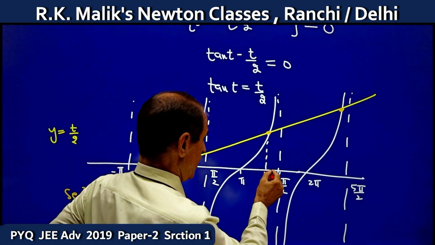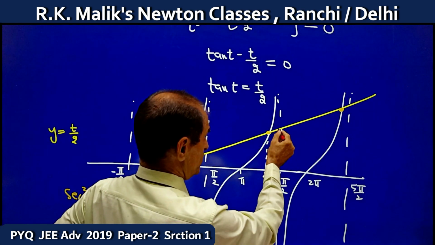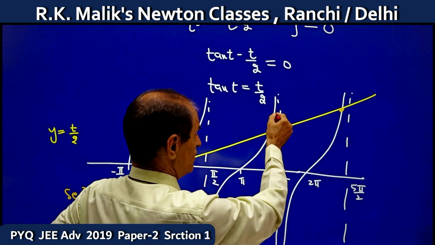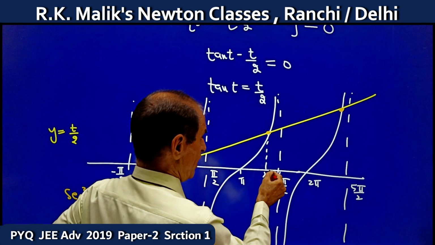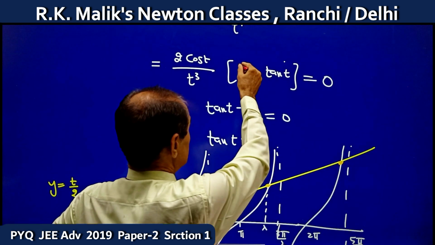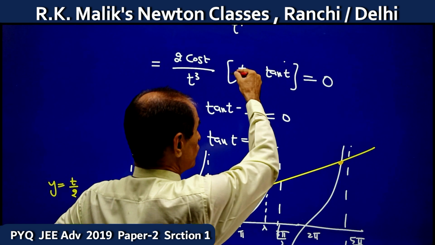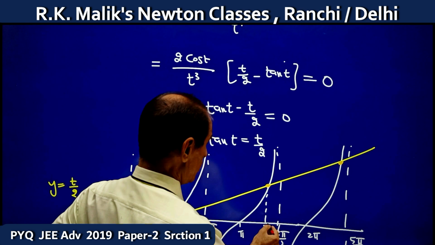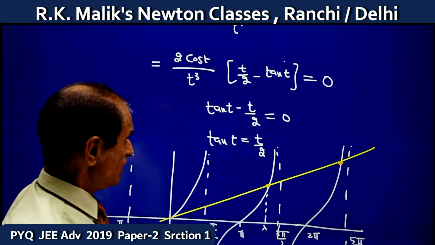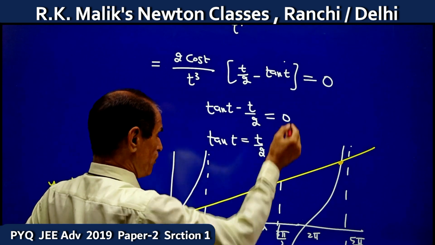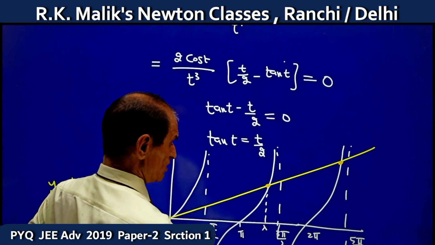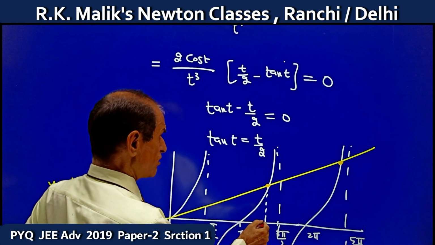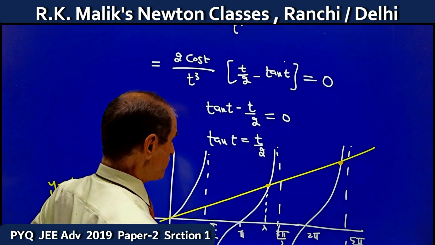Similarly, after lambda, this graph will be lower and the graph of tan t will be higher. It means for the values of x slightly more than lambda, this will be smaller than this. That is, this factor will be negative. But for x slightly more than lambda, cos t still will be negative. Hence, I can say the whole will be positive for the values of x slightly more than lambda. Therefore, I can say at lambda, the function will have local minima.